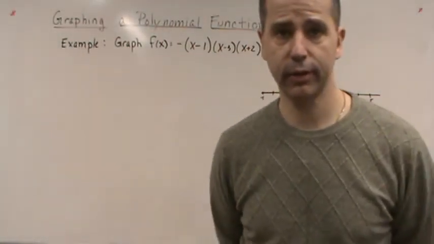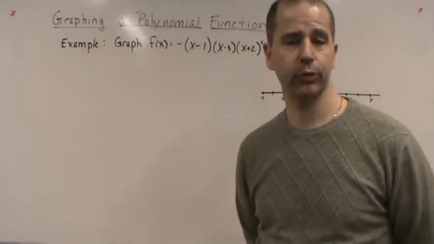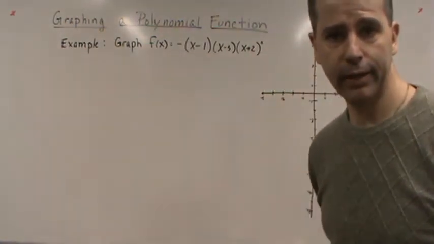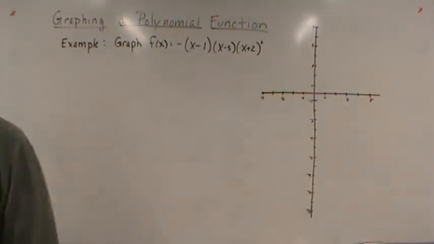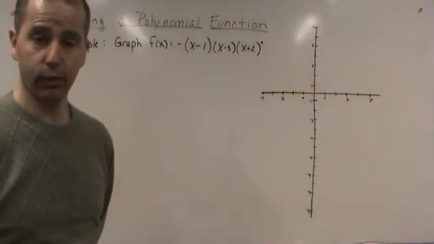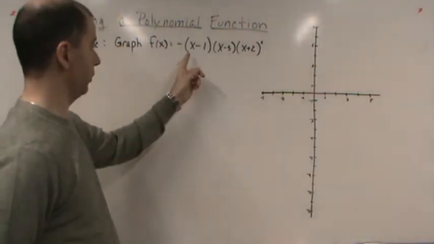Okay, so here's another example we're going to work on in graphing polynomials. We're going to use those 3 steps. And so the first thing I'm going to do is graph the x-intercepts, and we're going to find the zeros. Now in this case we already have it in factored form, so we don't need to use the synthetic division or the rational zeros theorem.